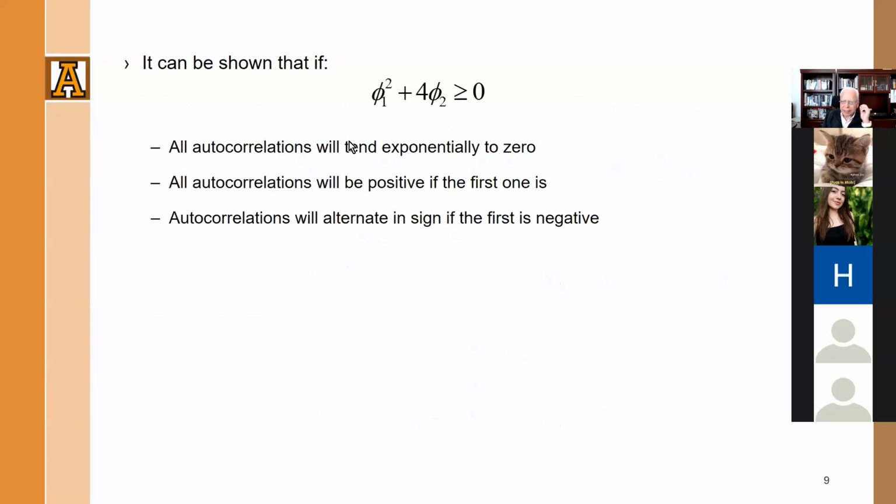Now, it can be shown that if phi1 squared plus 4 phi2 is greater than or equal to 0, then all autocorrelations will tend exponentially to 0. All of them will be positive if the first one is positive. So if the first autocorrelation is positive, then all of them are going to be positive. But if the first one is negative, they will alternate in sign, similar to what we saw in the AR1 process.